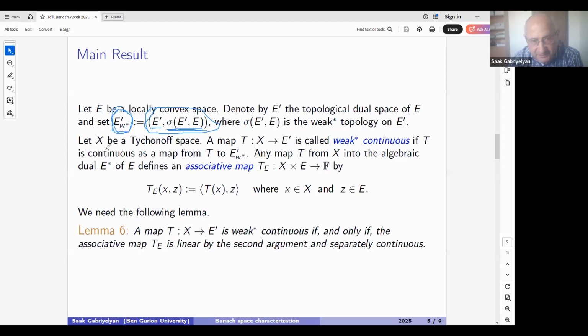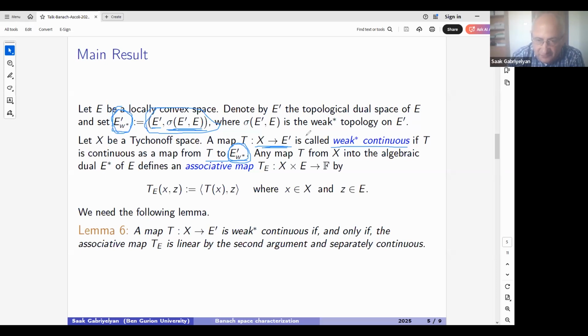Now, let X be a Tikhonov space. A map T from X to the dual space is called weak star continuous, because we need weak star continuity, if T is continuous as a map from X to the space E prime endowed with the weak star topology. This is a very natural definition: weak star continuous if it is continuous with the weak star topology.